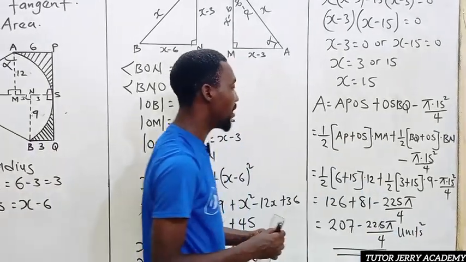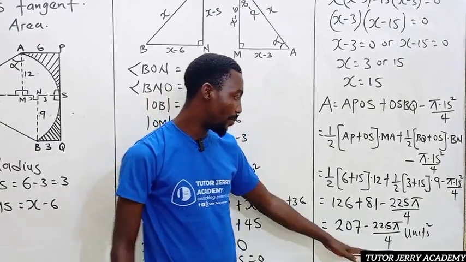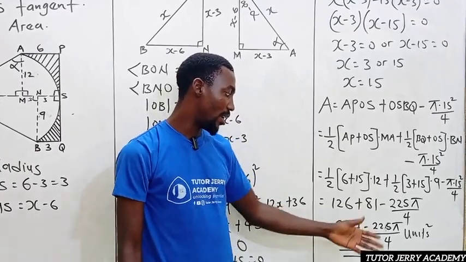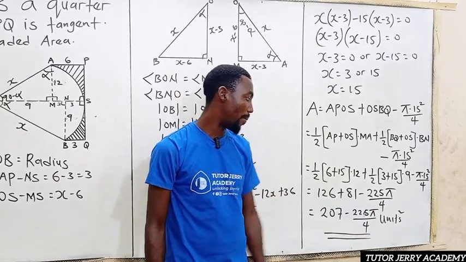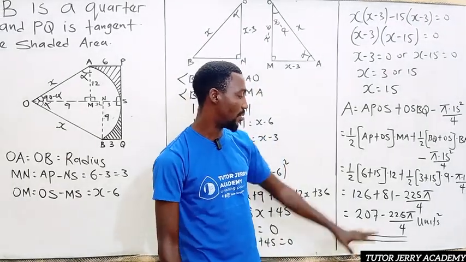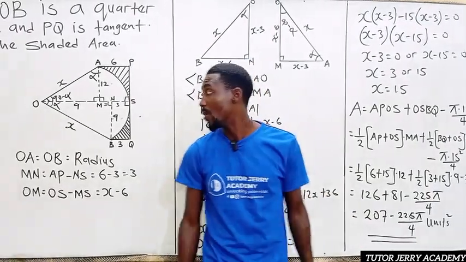So the area of the shaded portion is 207 minus 225 pi over 4. And if you want to continue, you can decide to substitute for pi, then do your multiplication and subtraction, and you'll get the answer. But this is where we are going to stop in this class.